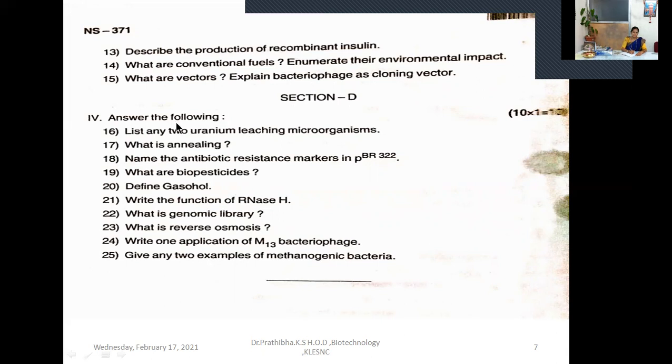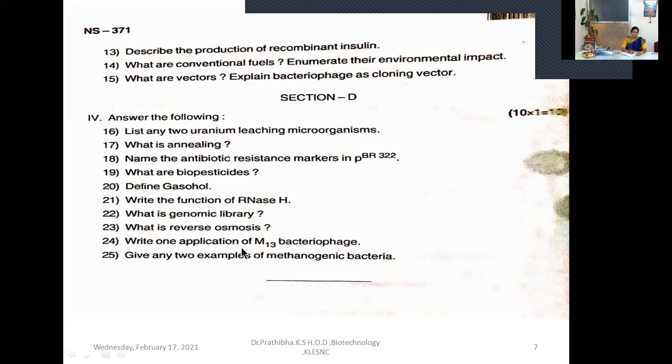Answer the following. List any 2 uranium leaching microorganisms. What is annealing? Name the antibiotic resistance markers in pBR322. What are biopesticides? Define gasohol. Write the function of RNase H. What is genomic library? What is reverse osmosis?